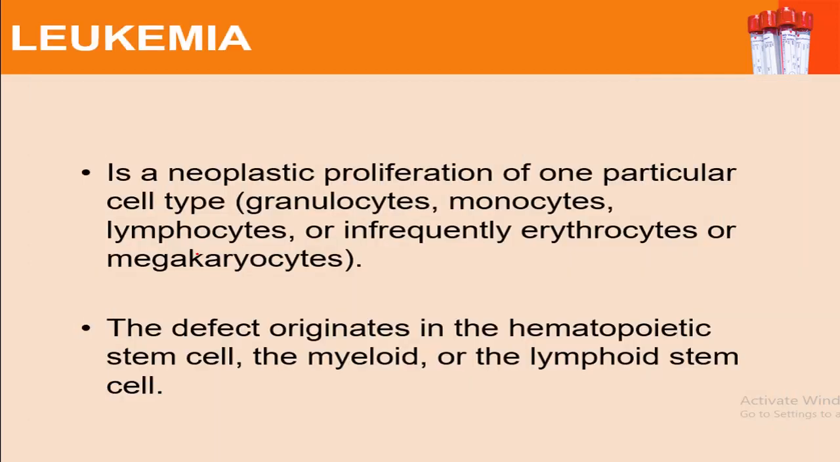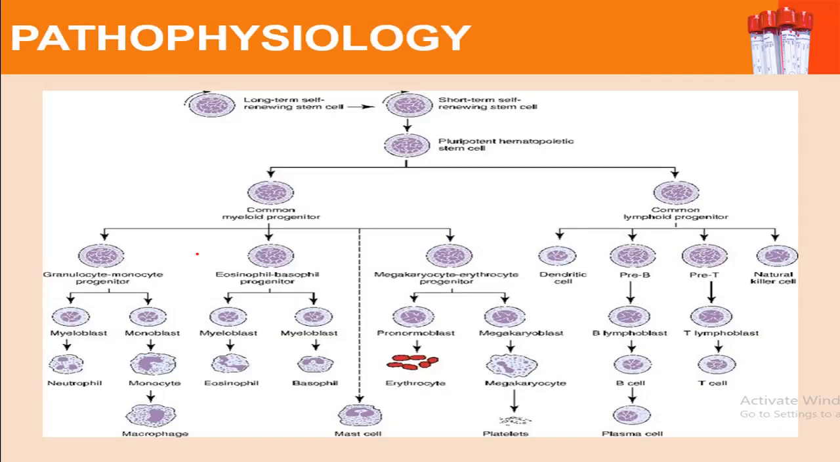Then, so therefore, leukemia is a neoplastic proliferation of one particular cell type, either the granulocytes, the monocytes, the lymphocytes, or infrequently the erythrocytes or the red blood cells, and the megakaryocytes or the platelet. The defect originates in the hematopoietic stem cells, okay, the myeloid and the lymphoid stem cells, as mentioned before.